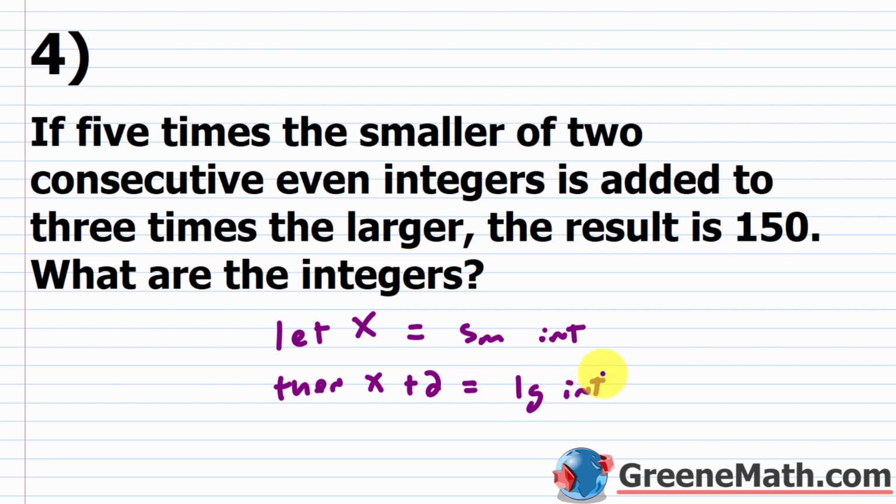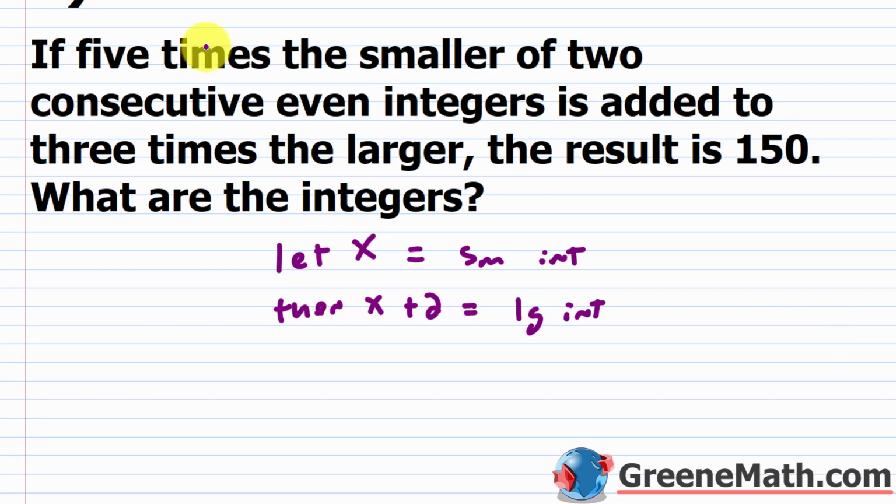Okay. So in this particular case, we have: if 5 times the smaller of 2 consecutive even integers. So what's the smaller? It's represented with x. And we want 5 times that, or 5x. Then we say is added to, so that's plus, 3 times. So let me put a 3 and then a multiplication symbol, the larger. So the larger is represented by x plus 2. So again, this is where you have to use parentheses because you need to multiply by this quantity. And then it says the result is, so that's equals, and then we have 150. Okay, so we have our equation that we need to solve.